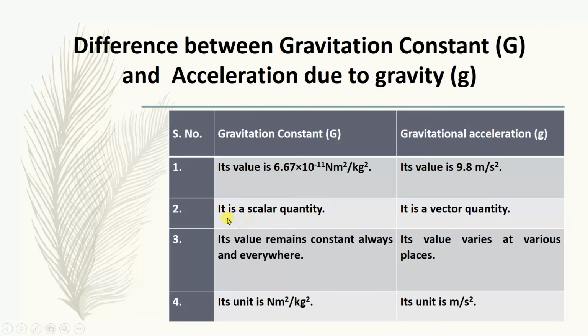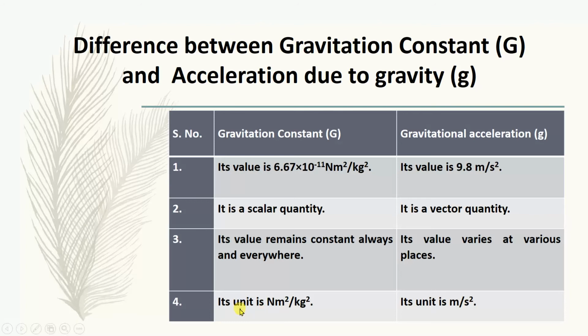Secondly, the gravitational constant is a scalar quantity and does not depend upon direction. But the acceleration that comes due to the gravitational force, that is acceleration due to gravity or gravitational acceleration, is a vector quantity. It depends upon the direction also, because it is acceleration. Then the gravitational constant remains constant everywhere. It is the universal gravitational constant, constant everywhere in the universe. But acceleration due to gravity varies at different places. Planet to planet its values will be different. For Earth it is 9.8.